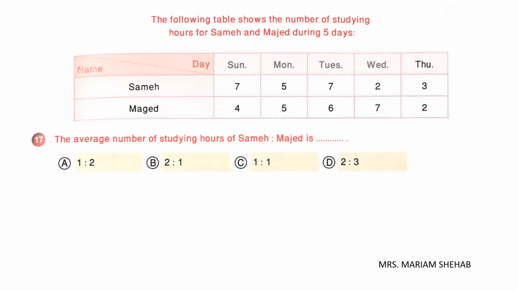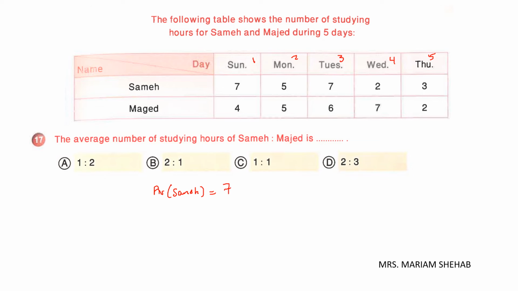Question 17 is related to this given table. The following table shows the number of studying hours of Sameh and Majid during 5 days. Find the average of number of studying hours of Sameh compared to Majid. So here we have to find the average of Sameh hours. We have to add all the numbers in the table and divide them by 5. Why by 5? Because there are simply 5 days.